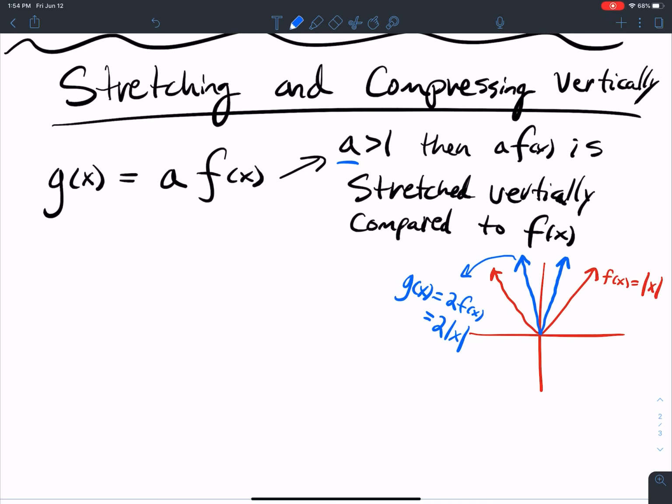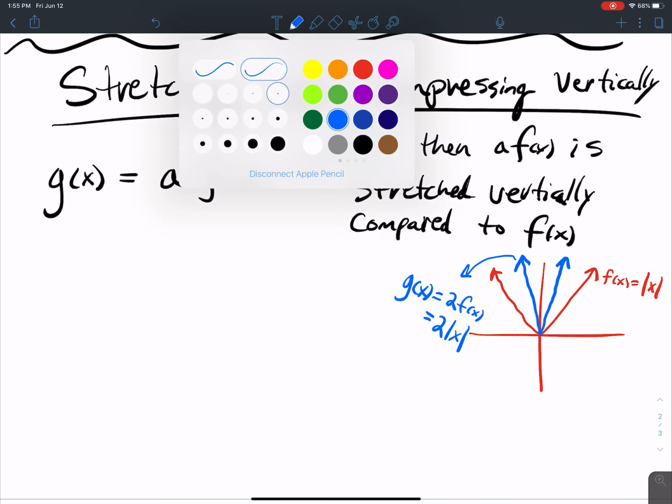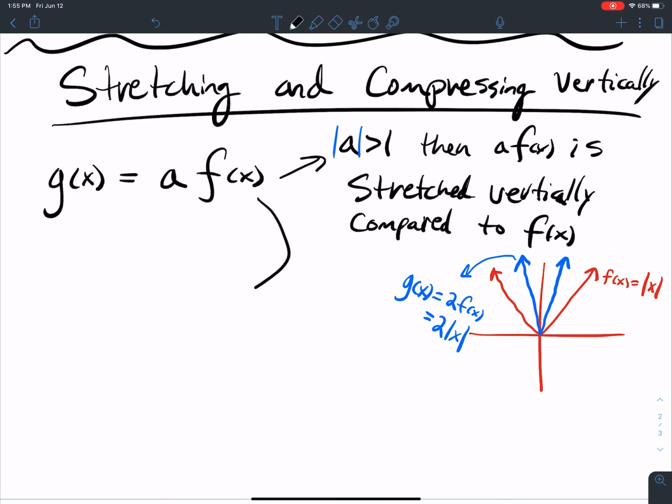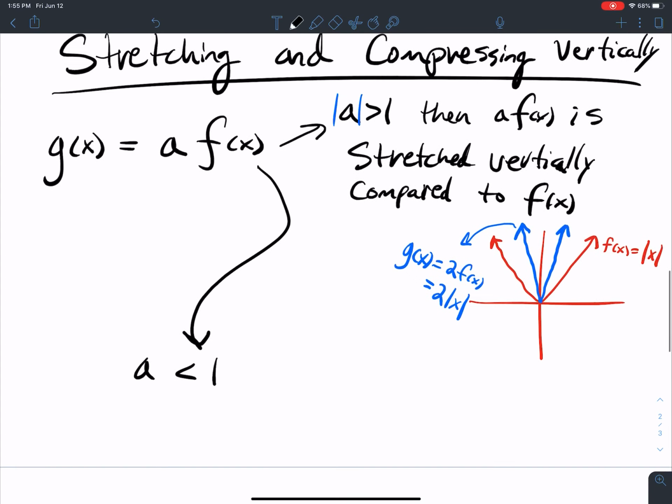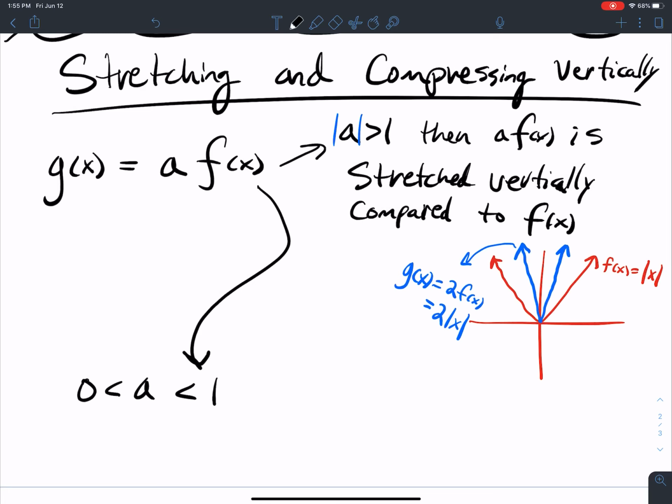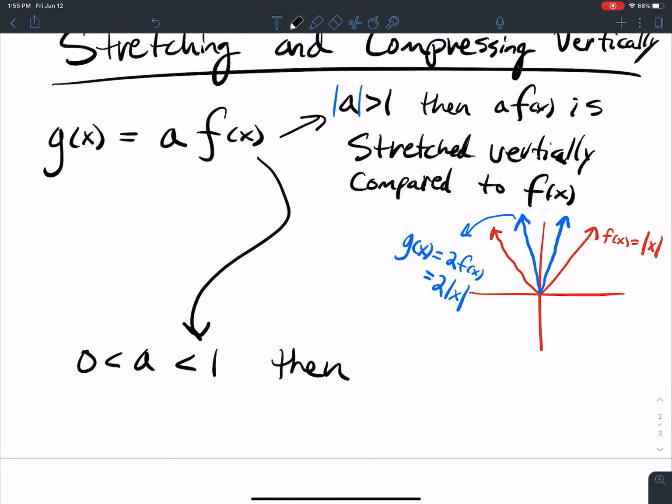So this technically could work in absolute value here, all right? Because you could also stretch it vertically and then do it in the negative direction. That's like -2 absolute value of x, right? So negatives also work. Now, say your a is less than 1, but greater than 0. Okay, then a times f of x is compressed. It's compressed vertically.